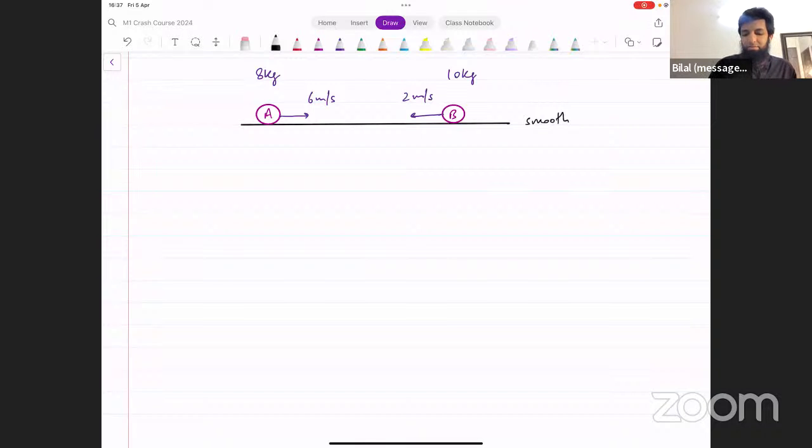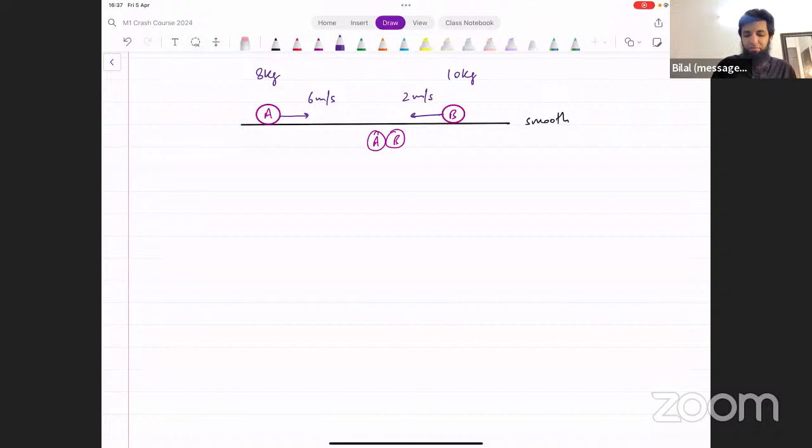And now let's say at some point they collide with each other. So there's some collision, right? They're going to collide at some point. So that point is here. This is A and this is B. They end up colliding. Now, once they collide, after collision, let's say we know their velocities after collision.